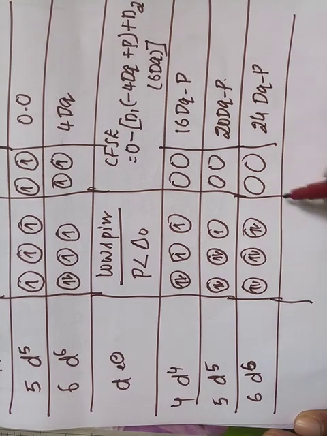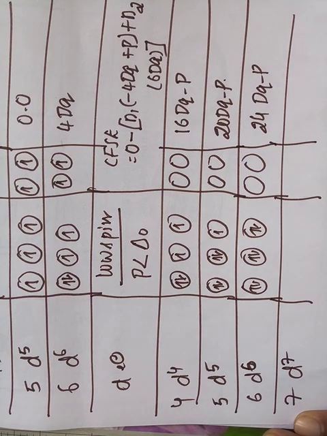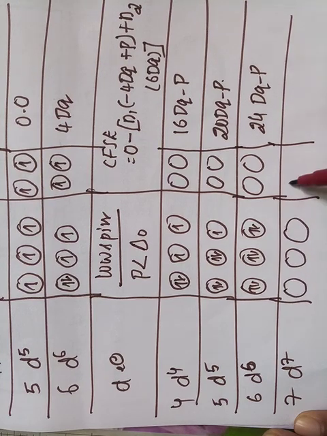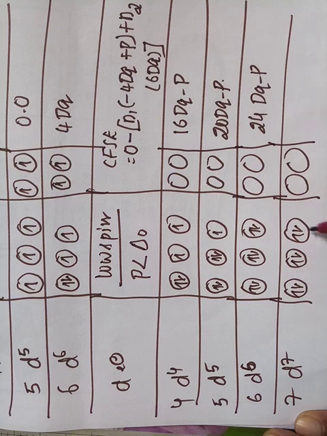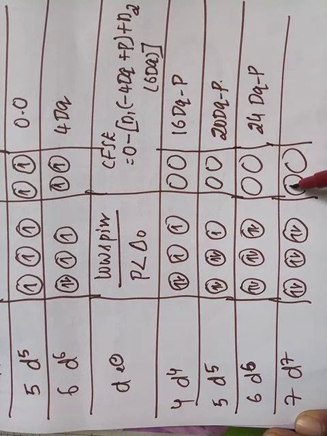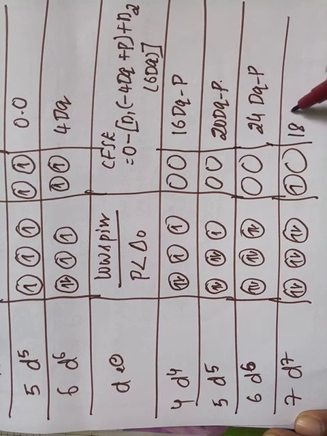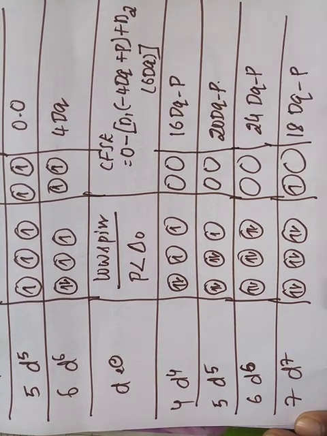Similarly, let us consider one more example: 7 electrons, the d7 system. First the electrons will get paired up. When 6 electrons completely occupy the lower energy T2g orbital, only the remaining 1 electron will go to the higher energy Eg orbital. So the CFSE is 18 Dq minus P.